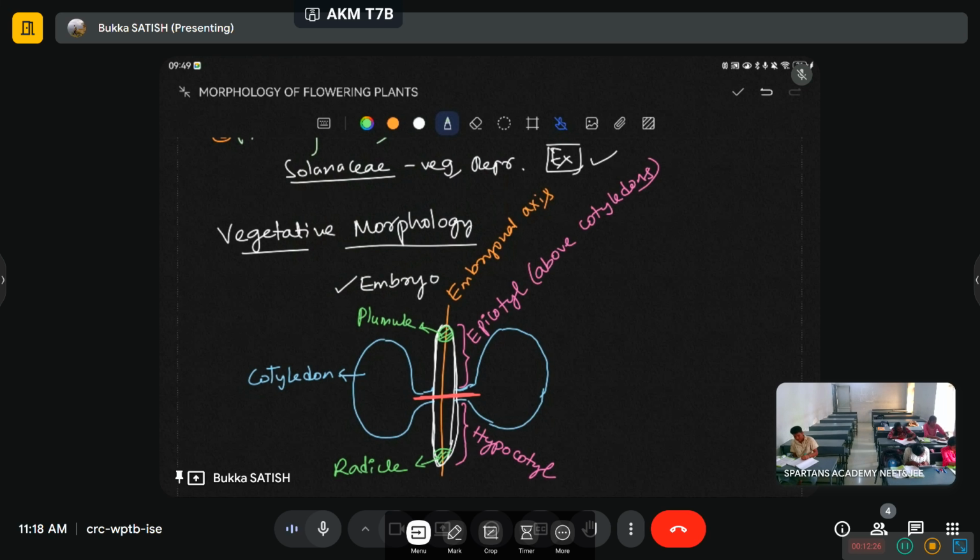Right. Copy it if you are clear. There is a lot of discussion on this throughout this chapter, so be clear with this terminology. Epicotyl is which part, hypocotyl is which part, plumule, radicle.